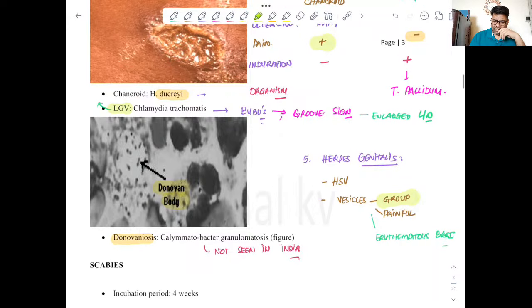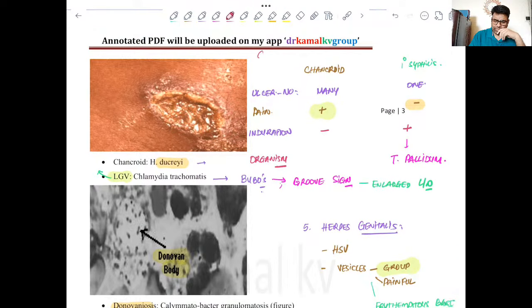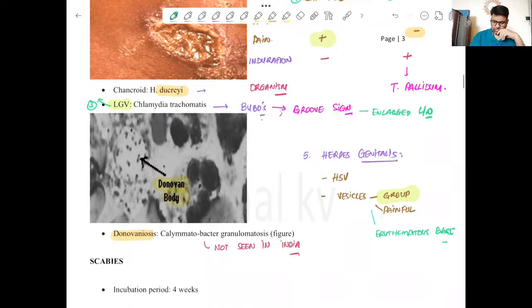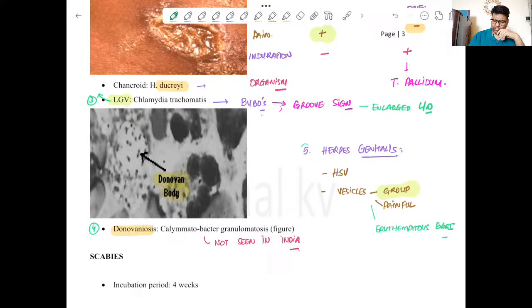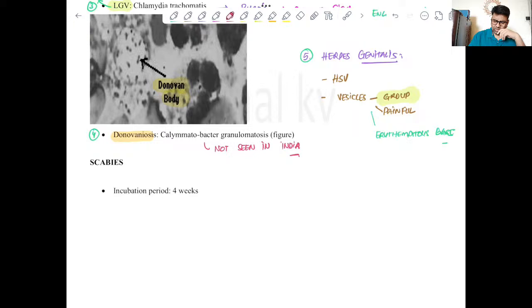Now these are about genital ulcer disease, right? So this group is genital ulcer disease. They present with ulcers. So this is the main heading, and we have discussed 5 entities under this, right? So this is first, this is second, this is third, this is fourth, and this is fifth. Another group is urethral discharge disease, right?